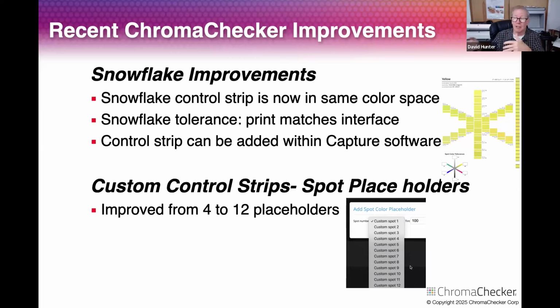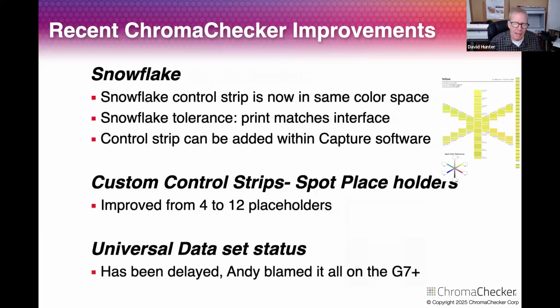You don't want to have to necessarily build umpteen different control strips. You can build a control strip with up to 12 different variable placeholders that can be substituted at the operator level. So you only need one control strip for any combination of process plus up to 12 spot colors. So that's a big improvement in terms of number of colors that you can substitute, and therefore limit the number of control strips you need to manage.